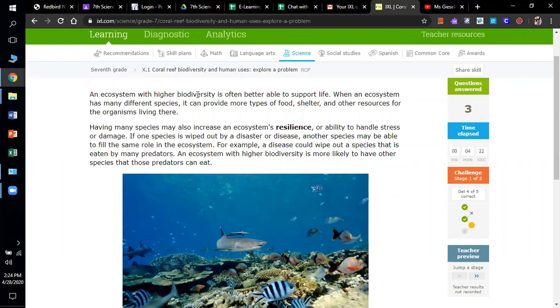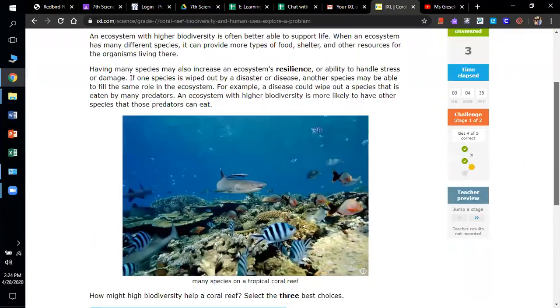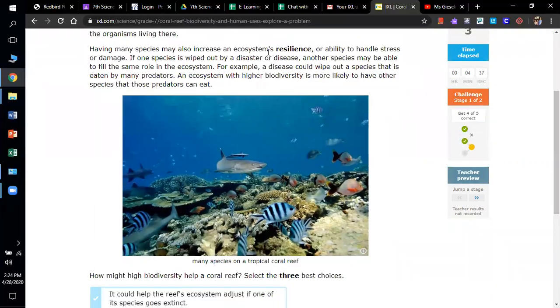An ecosystem with higher biodiversity is often better able to support life. When an ecosystem has many different species, it can provide more types of food, shelter, and other resources for the organisms living there. Having many species may also increase an ecosystem's resilience, or ability to handle stress or damage. If one species is wiped out by a disaster or disease, another species may be able to fill the same role in that ecosystem. For example, a disease could wipe out a species that is eaten by many predators.